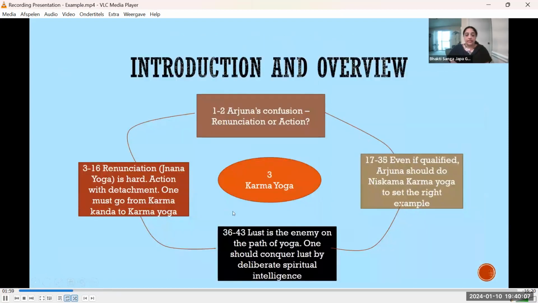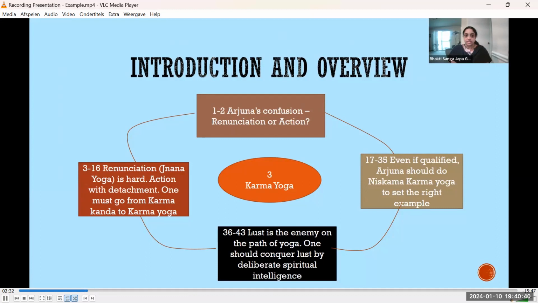So the topic for today is lust from chapter 3 of Bhagavad Gita. Before we discuss this, let's have a quick overview of chapter 3. In the first two verses, Arjuna seems to have a confusion: is renunciation better, or, Krishna, should I perform action? That is the confusion he's having, and he asks Krishna which one is better.